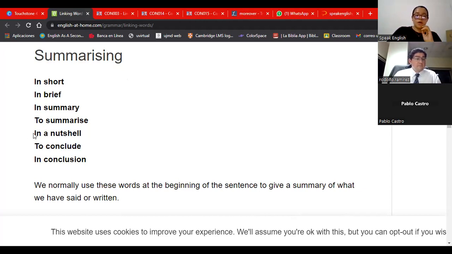Now, this one, in a nutshell, it's a little bit informal. Don't use the phrase in a nutshell for formal documents. Okay? This is important. Because this phrase is informal. Do you know what is the meaning of nutshell?